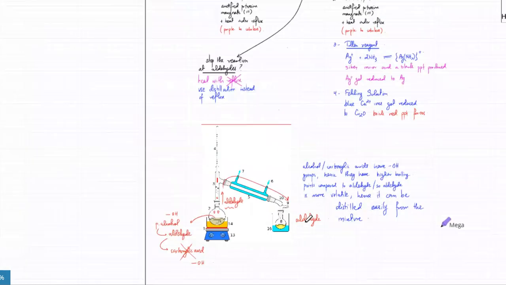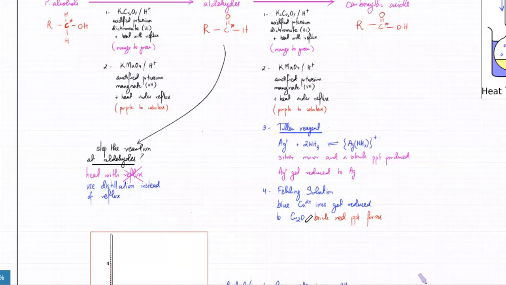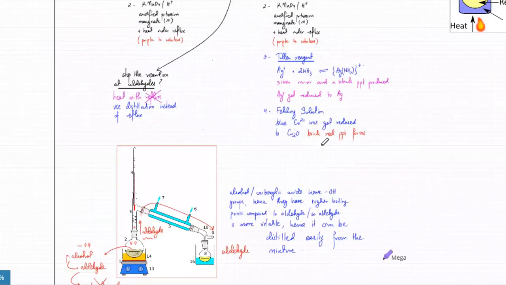Okay? So make sure you remember that you can convert a primary alcohol to an aldehyde and then into a carboxylic acid. These are the conditions for aldehydes turning into carboxylic acids. Now, what about secondary alcohols?